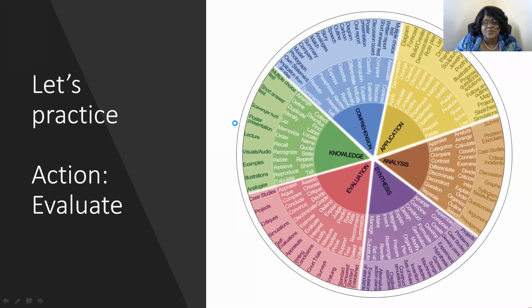Okay, so the next one is evaluate. Our evaluation is here in red. If we were to think of some way to assess that evaluation has taken place, some examples here are case studies, critiques, simulations, appraisals. Can you think of some others, or how you would want to determine if a person was able to evaluate?